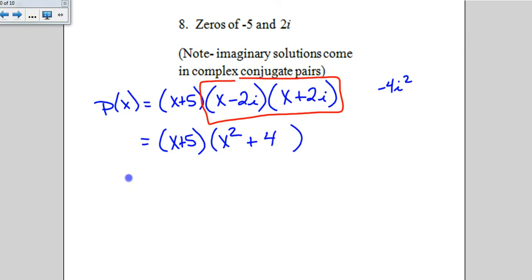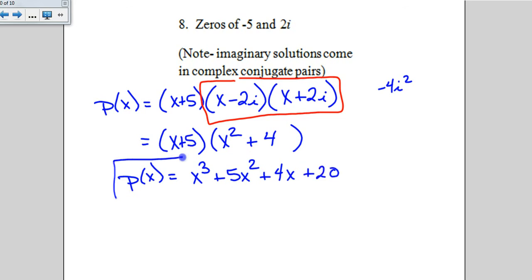And now when I FOIL all that together, I get x times x squared, which is x to the third, and then I have 4x and a plus 5x squared. I like to write it in standard form, so I always write the x squared before the x. And then 4 times 5 is plus 20.